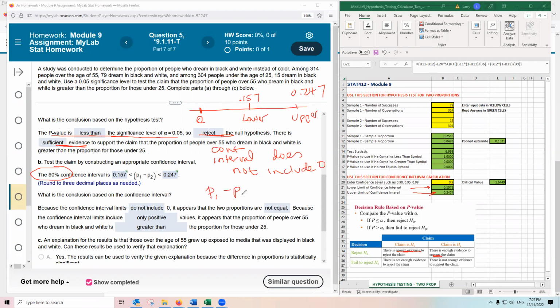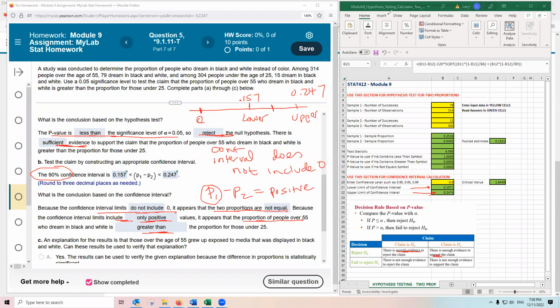Remember, P1 minus P2 is the confidence interval we're including. If P1 minus P2 was equal to 0, then we'd be saying there's really no significant difference. But if P1 minus P2 is equal to some number in the middle here, there is a significant difference. So these proportions are not equal. Because the confidence interval limits do not include 0, the two proportions are not equal. Because the confidence interval only includes positive values, it looks like the proportion of people over 55 is greater, right? Because this is going to be a positive number. For that to be positive, P1 would have to be greater than P2. P1 was the proportion for people over 55.